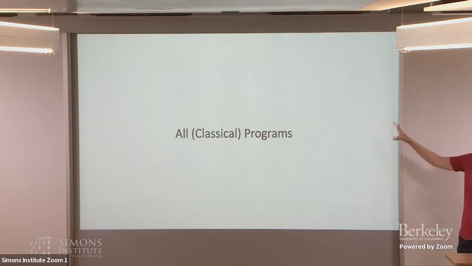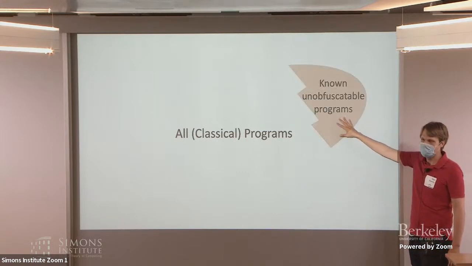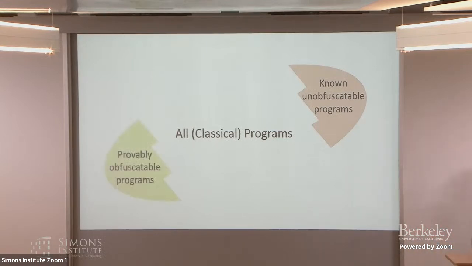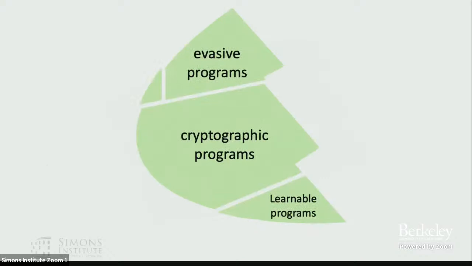So there's a giant oval here of all classical programs, and we know that there are some that are unobfuscatable, just unconditionally. And then we have provably obfuscatable programs on the other end of the spectrum, and everything in between we don't really know. And it's a pretty vast area in between. And then if we zoom in on what we know how to obfuscate, there's basically 4 pieces.